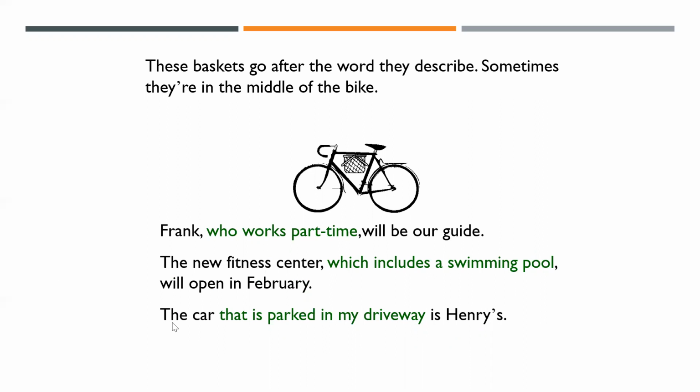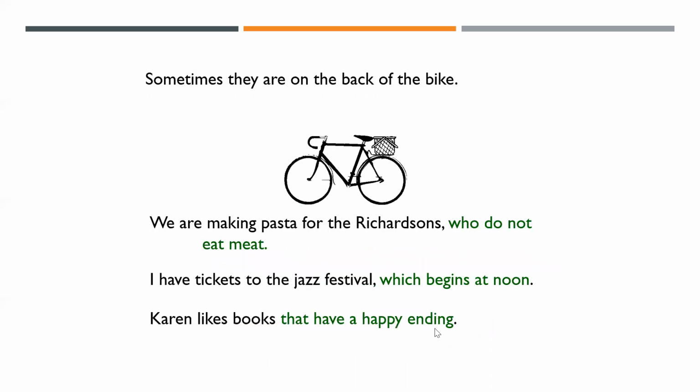You have also the next one, "The car that is parked in my driveway is Henry's." So you have here no comma, because "that" doesn't like comma, but "who" and "which" like comma, okay? So you have the subject, the car that is parked in my driveway, and then you have the predicate, "is."